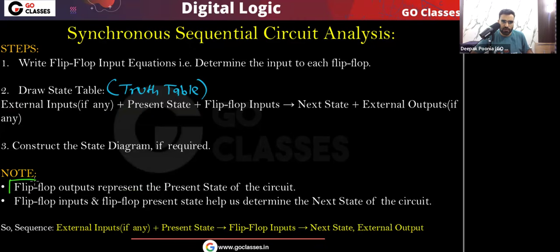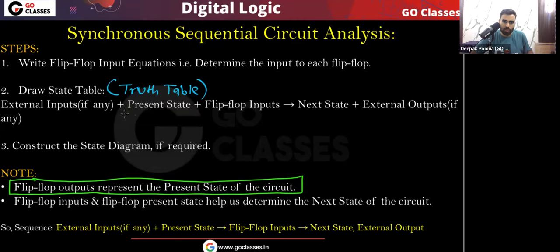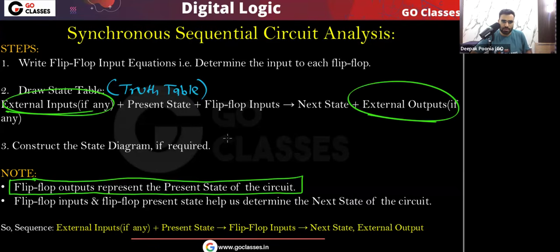We already know that flip-flop outputs represent the present state of the circuit. So the flip-flop output combination is your present state of the circuit. Then you can see the flip-flop inputs. The next column will be the next state of the circuit, and the last column will be the external output, if any. Remember, external input and external output are optional.